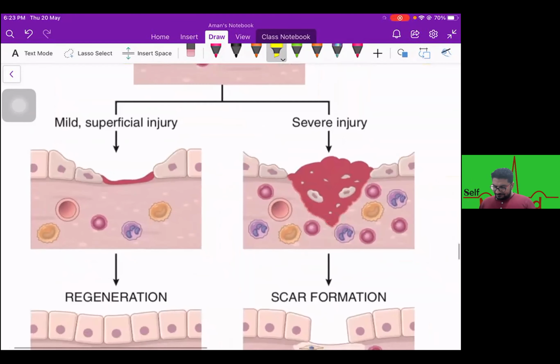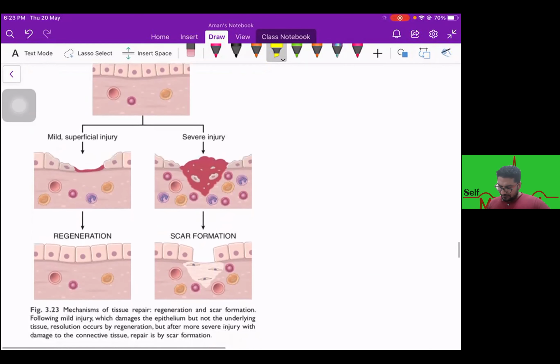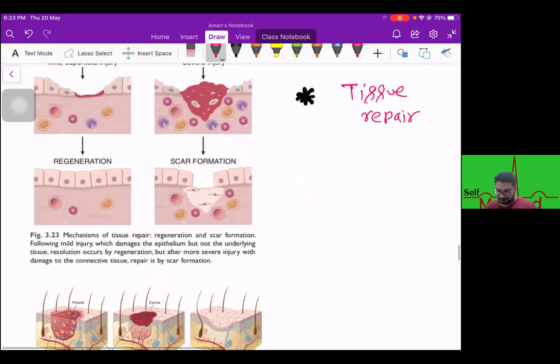Okay, let me move ahead. You can see this normal cell. There is a mild injury, right? With mild injury, there is a possibility of regeneration, but if the injury is severe, then there will be formation of scar. So these two things tell you how the body carries out tissue repair. The body can repair by regeneration, or it can repair by scar formation.